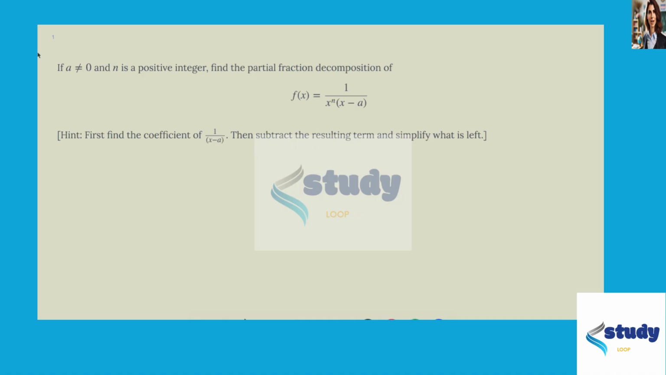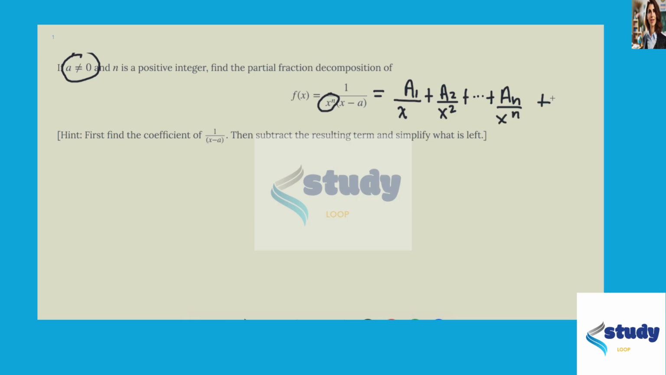Let's find the partial fraction decomposition. Here, let's note that we're given a non-zero. So here we can rewrite this. For the first term, x to the n, let's use what the author calls case 2. This is when you have repeated linear factors. So then a2 over x squared, and we go all the way up to x^n.